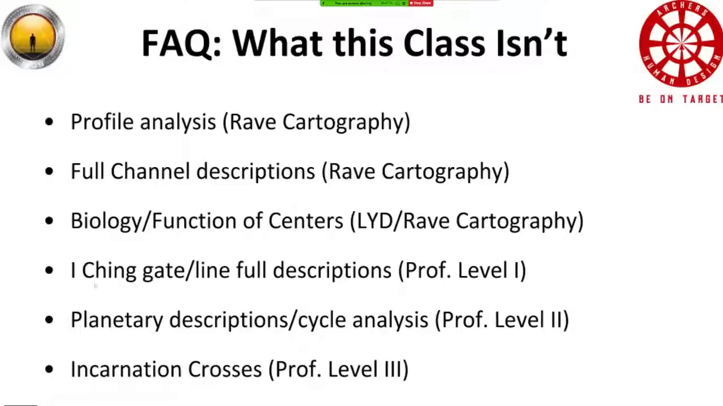I don't go into the full I Ching gate and line descriptions because that's level 1. Level 1 after cartography is 3 semesters. It's a whole year of learning about the I Ching gate and line full descriptions. We also don't talk about planetary descriptions or cycle analysis, although I am going to give you references to study on your own time about the planets. And that is going to come in professional level too, if your heart is set on becoming an analyst. And also, of course, incarnation crosses. We won't cover that in this class.